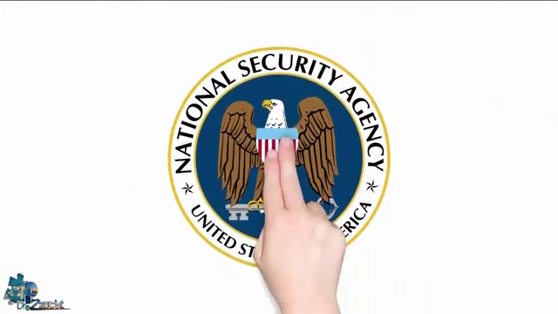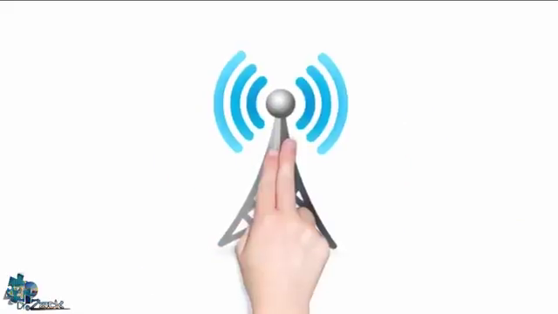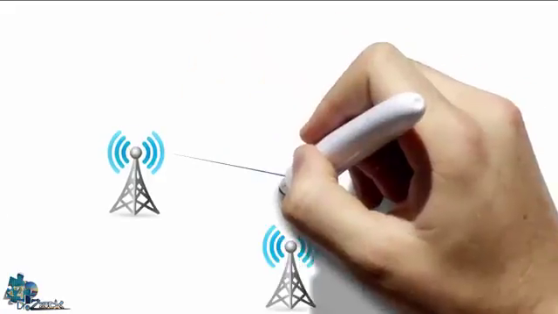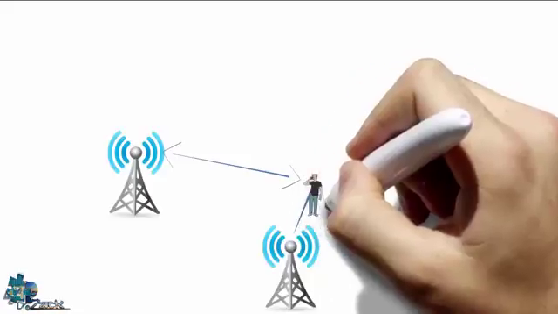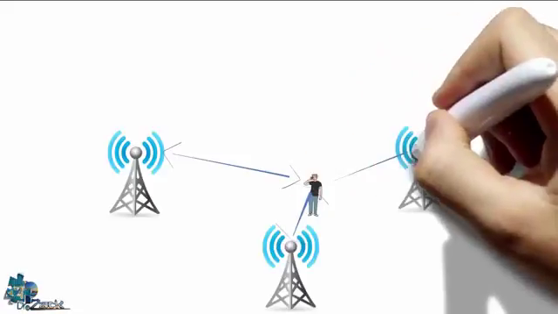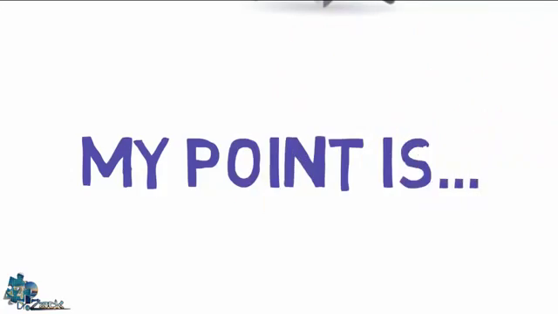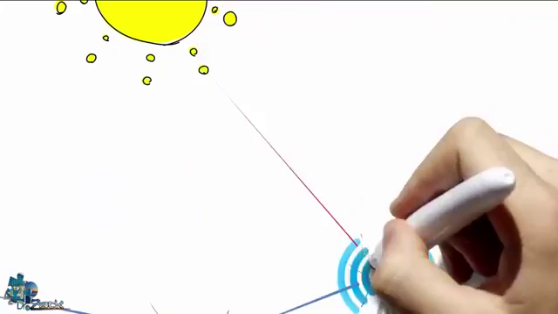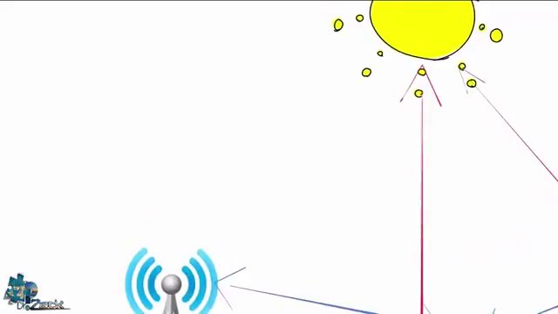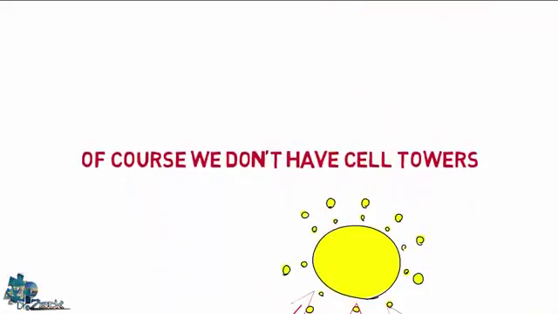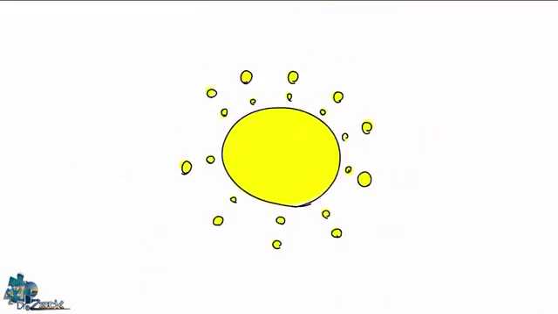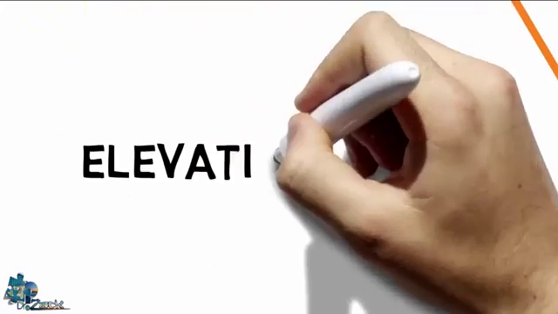Well, the NSA can track you by using 3 cell towers. Your location can be tracked fairly accurately by someone who is measuring your triangulated points among the 3 cell towers. Now my point is, why don't we use the same techniques to locate and track the sun? Of course we don't have cell towers, but we've got something similar: sun rays, in other words, elevation angles.